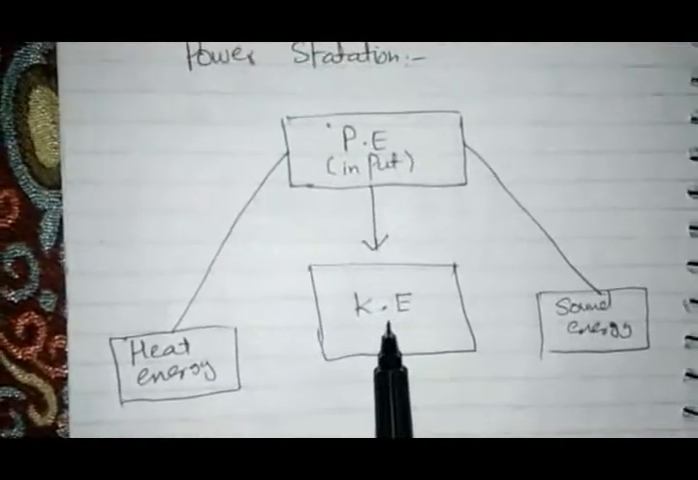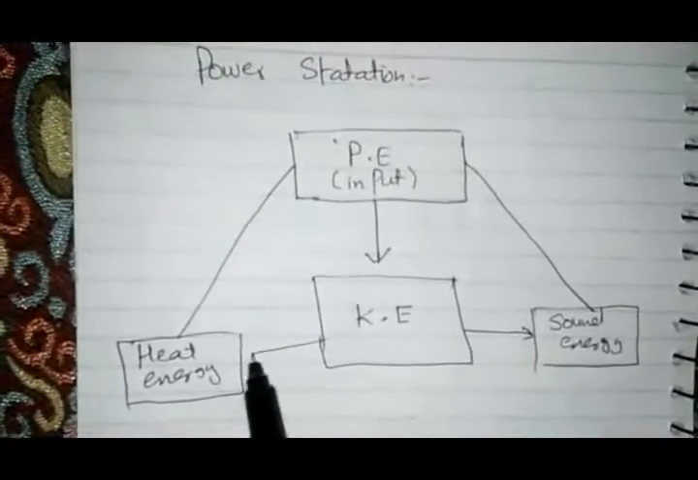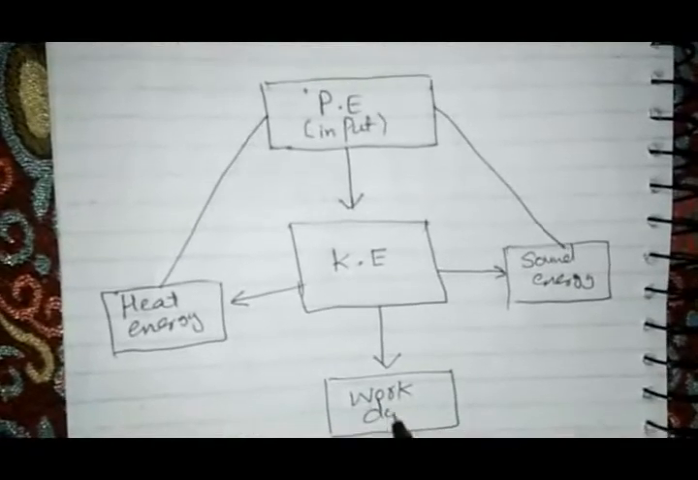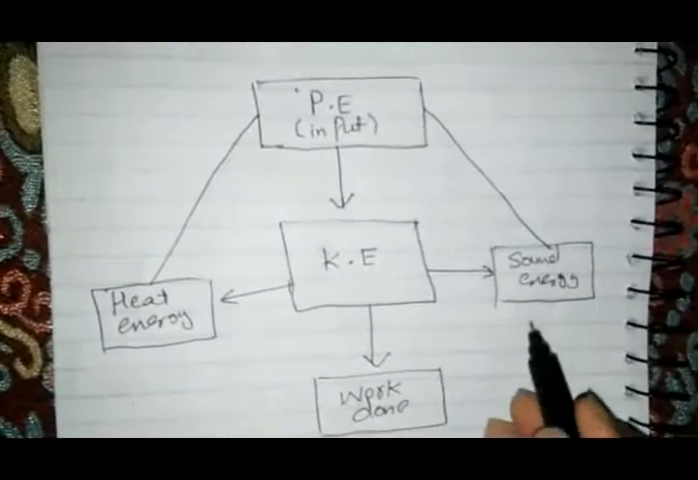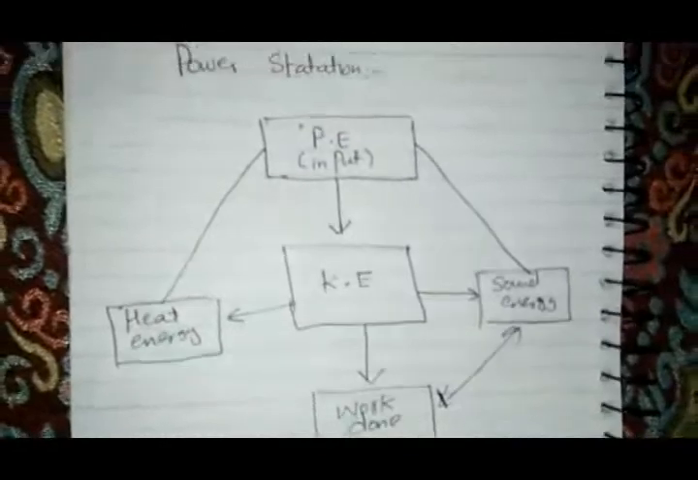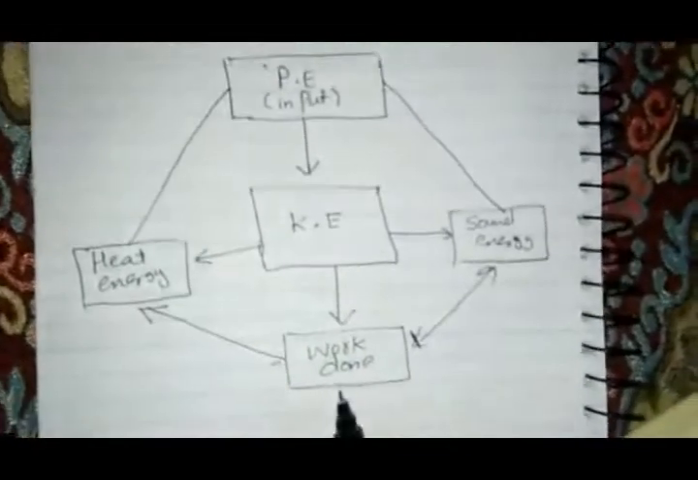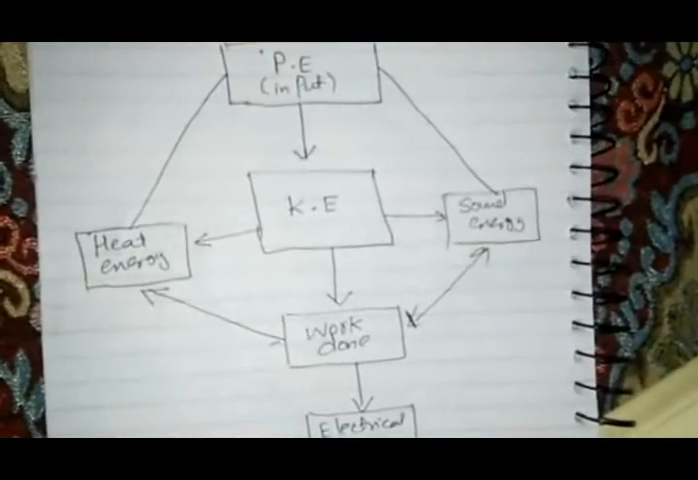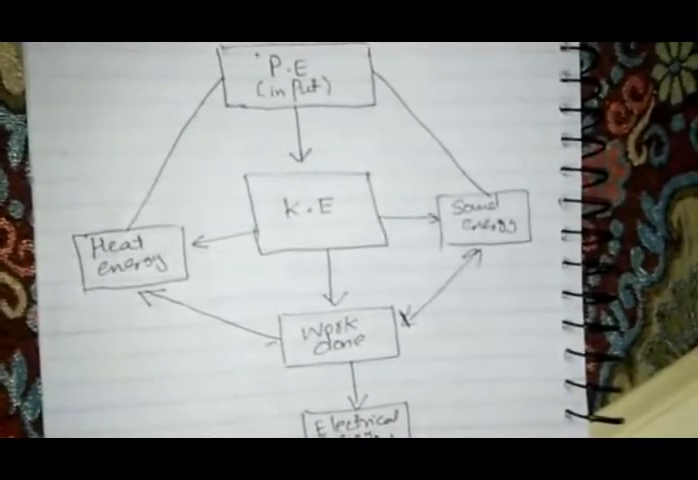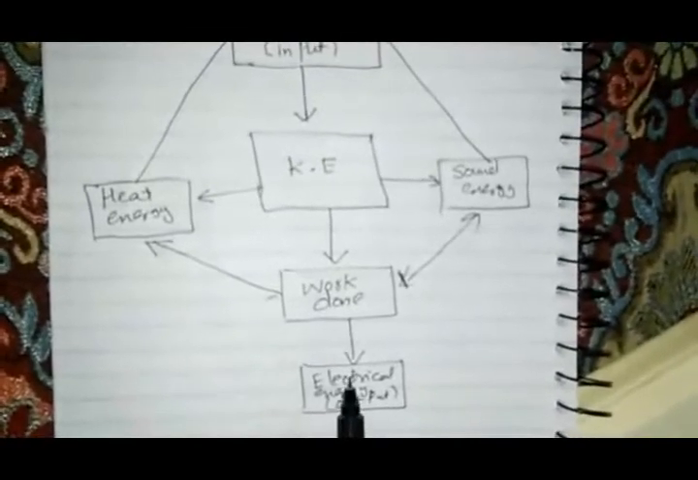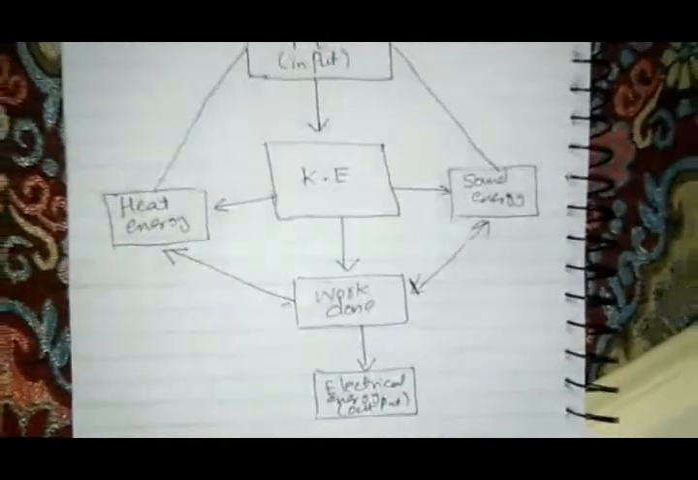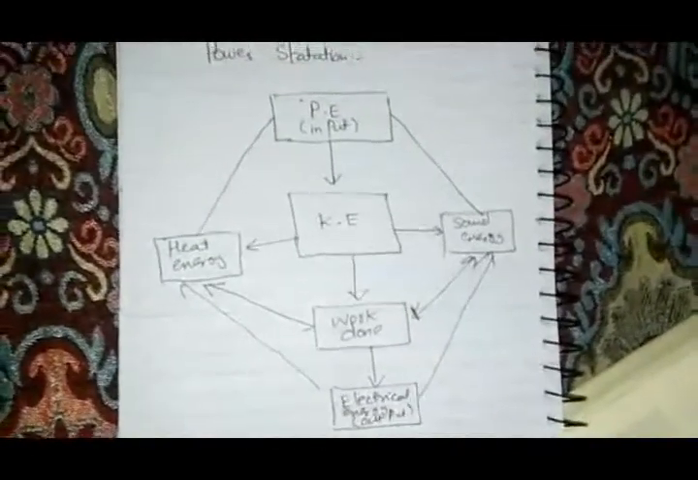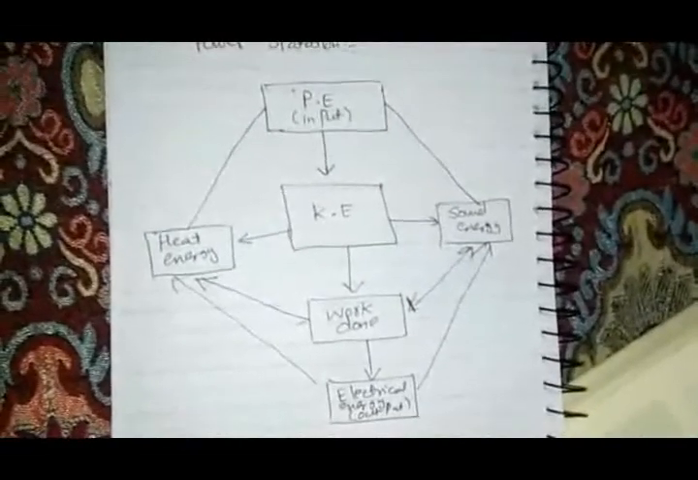When the power station engine is still working, then this kinetic energy also produces sound energy and heat energy. This kinetic energy is used for work done. Then the work is done. Still sound energy and heat energy is producing. This work done produces the electrical energy as output. When the electrical energy is produced, still there is sound energy and heat energy. So this is the complete flow diagram of power station that converts the potential energy into electrical energy.